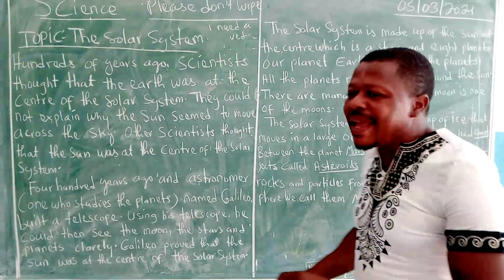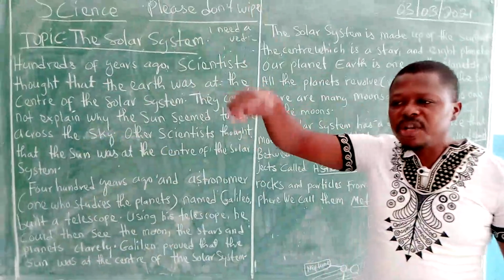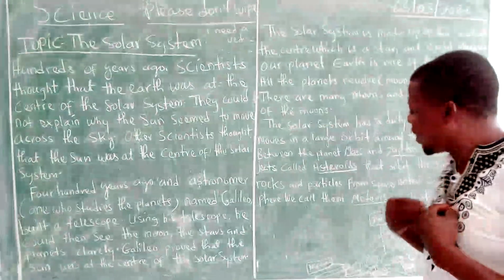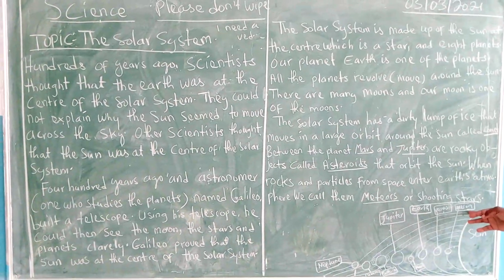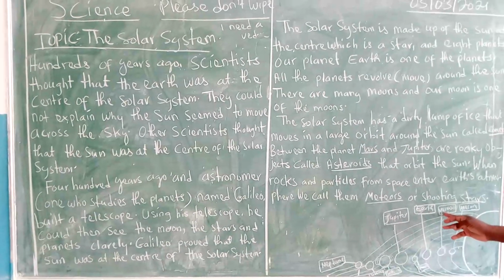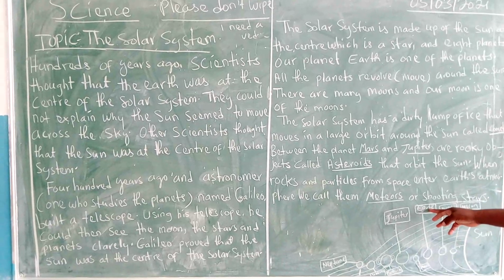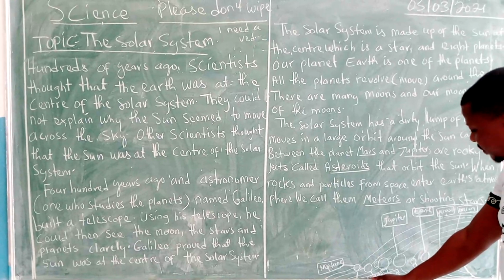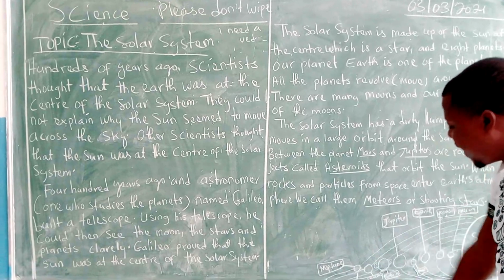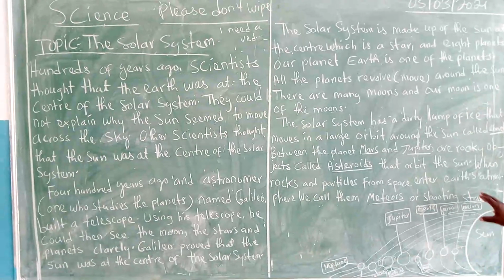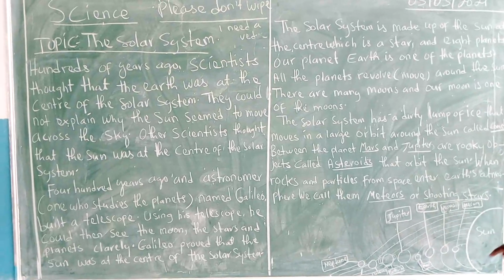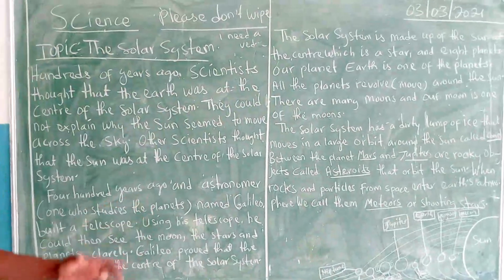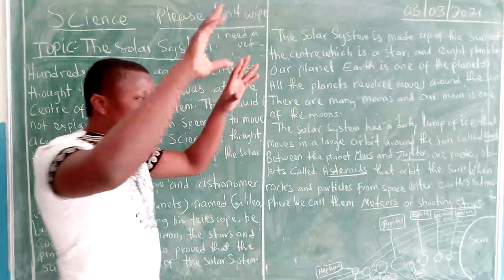And he also said there are 8 planets moving around the sun, including our own planet Earth. You can see on the chessboard, the first planet is Mercury, the second is Venus, the third is our planet Earth, the fourth is Mars, the fifth Jupiter, the sixth Saturn, the seventh Uranus, and the eighth Neptune. These are the planets that move around what is at the center of the solar system, which is the sun.